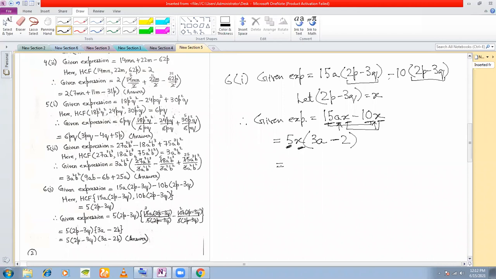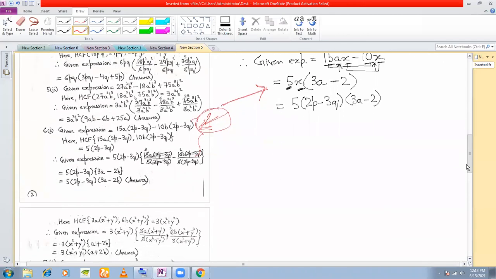Okay. Now do not forget to put back the value of x. So x here we have taken as 2p minus 3q. So within brackets 2p minus 3q, and here you have 3a minus 2. Okay. So this was also easy enough. In the notes I have done this directly. You can check this method also and you can check that method also. If you are finding this method tough for the time being, do the other method for the time being. And later on, you must get used to this method, the way I have done in the notes.